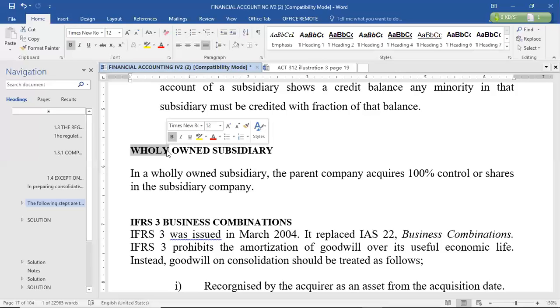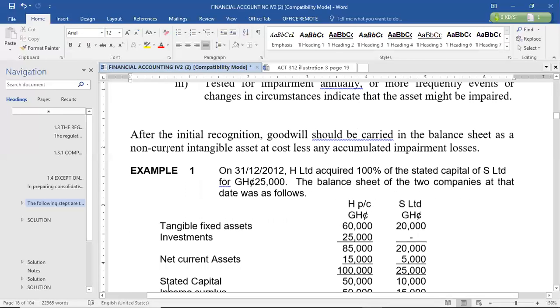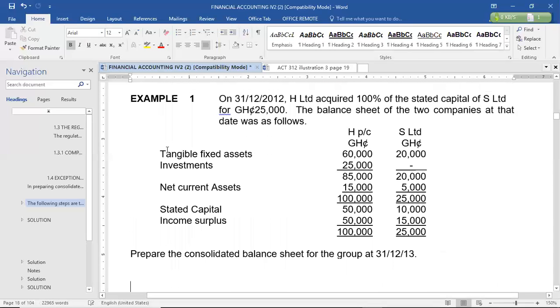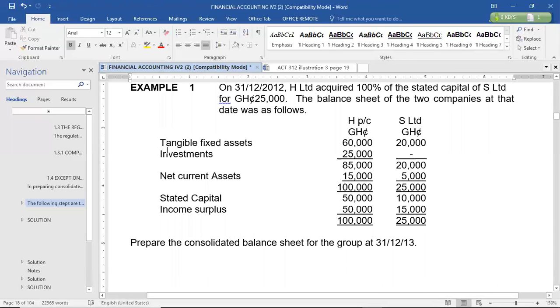Good. So we are going to look at the very first scenario where we have the parent and then we have the subsidiary, which is called the wholly owned subsidiary. Now, we will take the very first illustration. This is a typical illustration. Example 1.